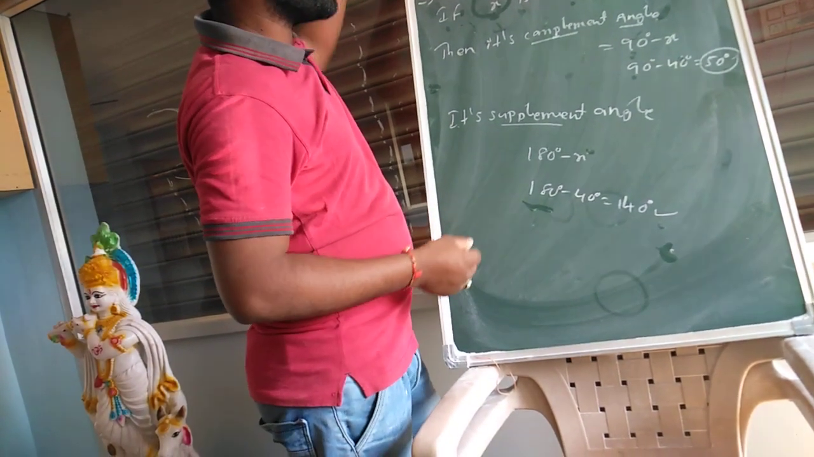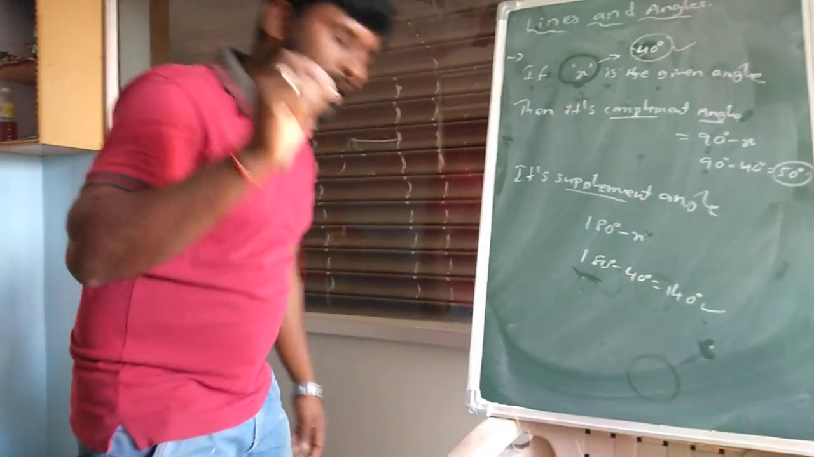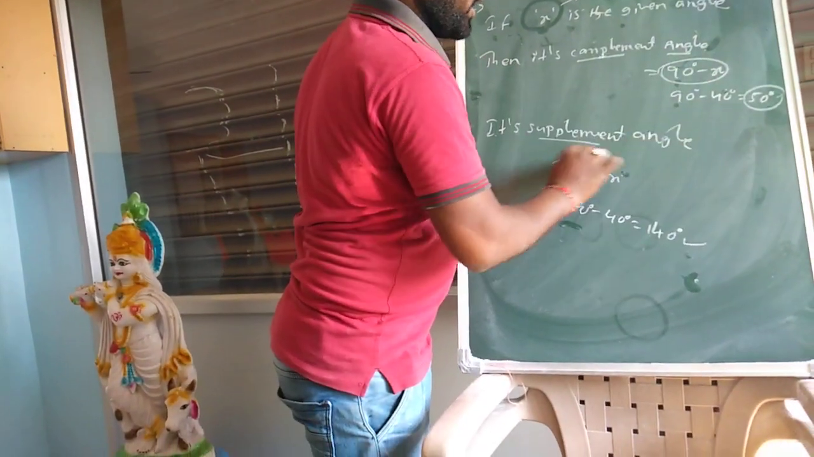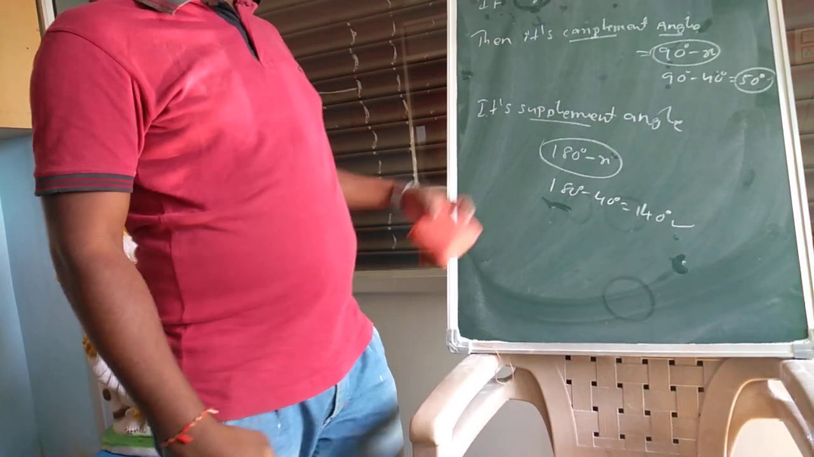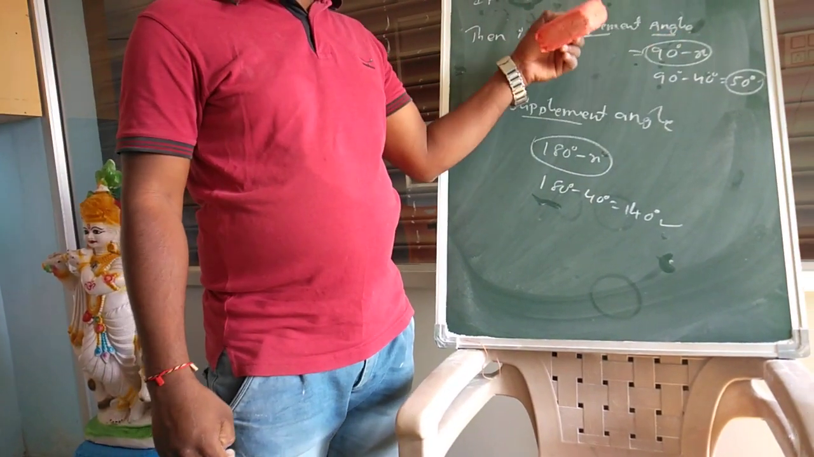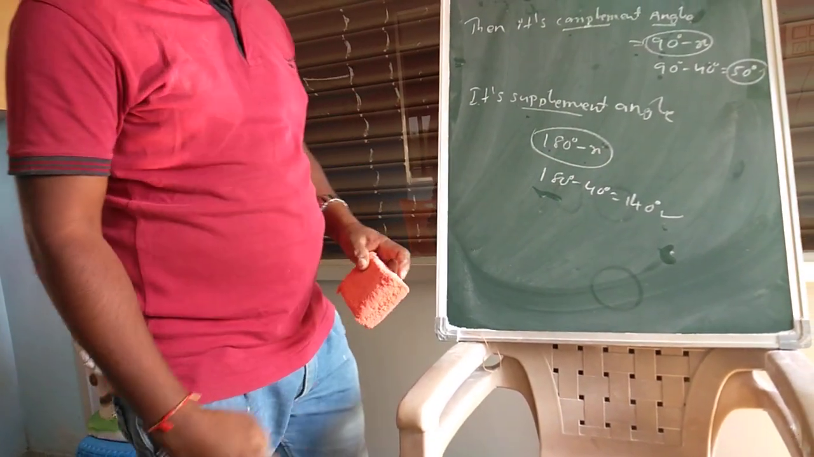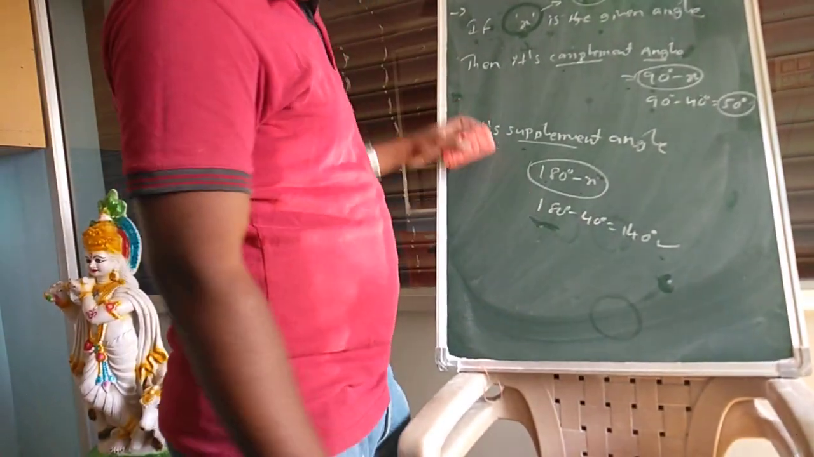So like this we can find the angles when we know the angle. We can use 90 minus x and 180 minus x. 90 minus x is the complement angle, and the supplement angle is 180 minus x. Okay students? Pause.